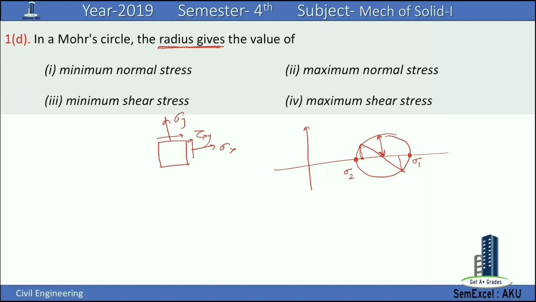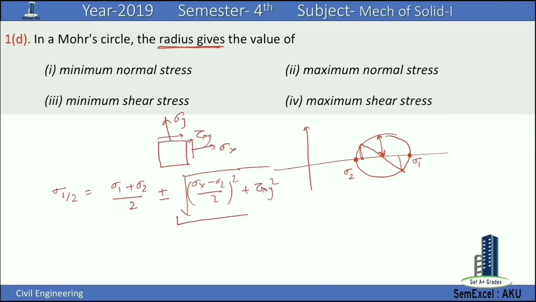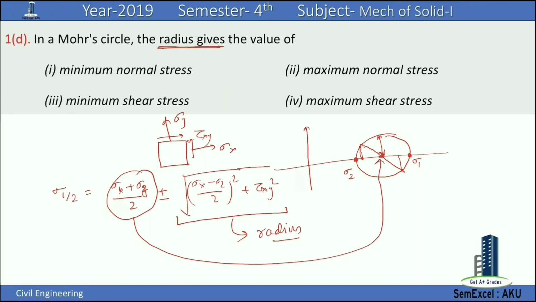Here you should remember one formula: sigma 1 major or sigma 2 minor stress is equal to (sigma x plus sigma y) by 2, plus for major stress and minus for minor stress, into the square root of ((sigma x minus sigma y) by 2) whole square plus tau xy square. This term represents the radius, and this represents the center of the circle, which we can write in terms of sigma x and sigma y.